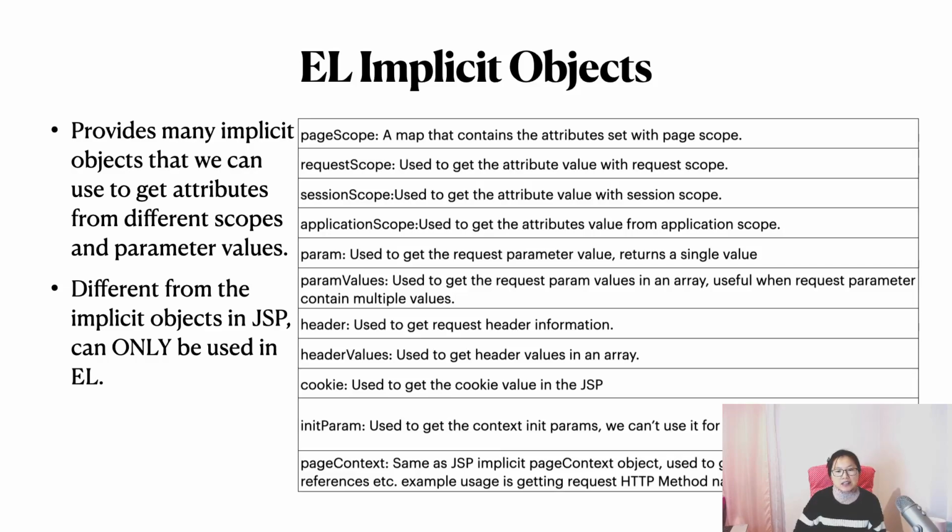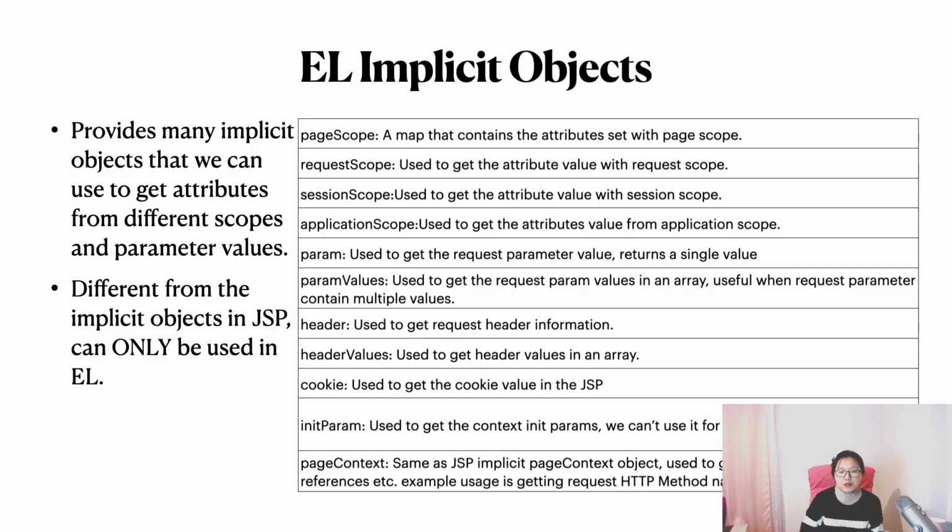paramValues is another implicit object related to request parameters. It will get the request parameter values in an array, if the request parameter contains multiple values. Suppose we have a select drop down, and we accept the user selecting multiple options, so the values will be multiple, right? So in this case, you can use paramValues to get that.